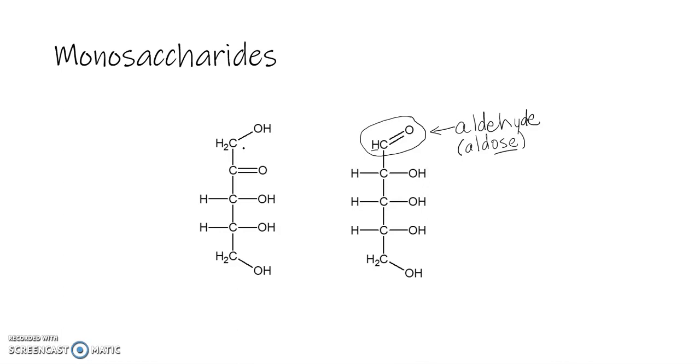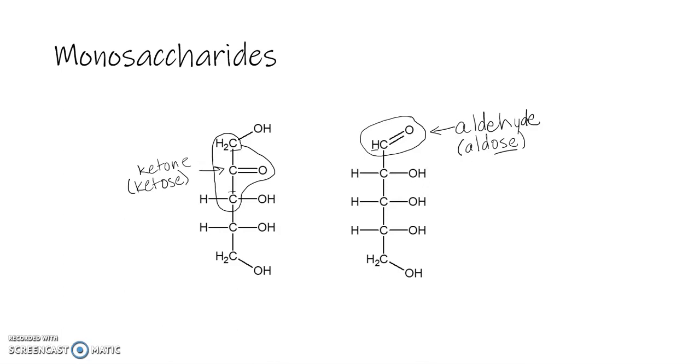Now let's look at the other one. Let's find our carbonyl group, and I'm going to circle the carbons that are bonded to it. So here's our carbonyl group right there, and it is bonding to carbons on both sides. And so because your carbonyl is bonding to carbons on both sides, it is a ketone functional group. And so we would classify this as a ketose. Okay, so you can classify your monosaccharides by functional group.